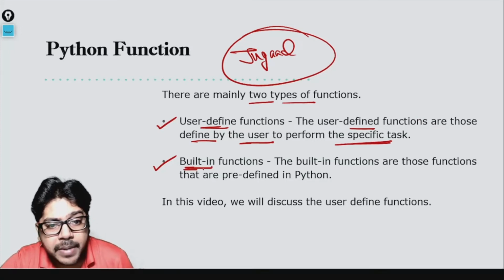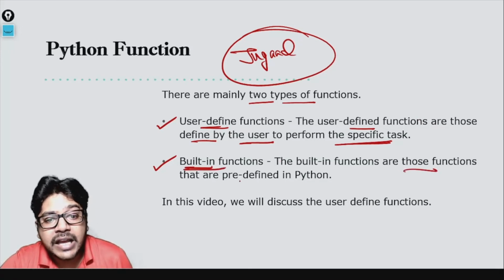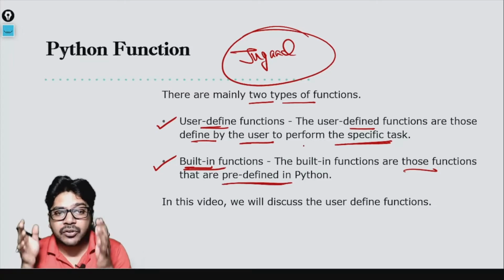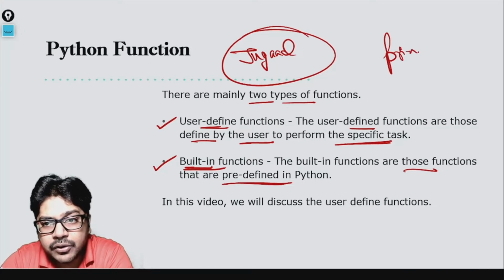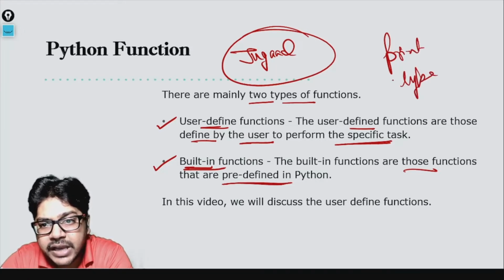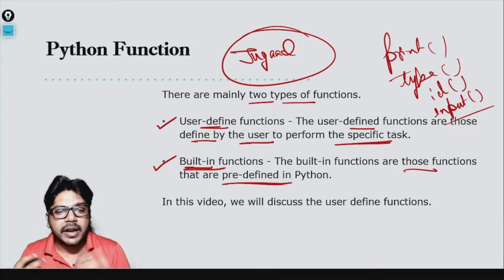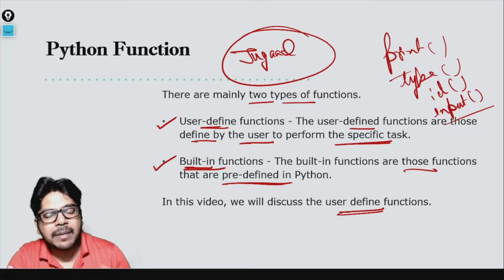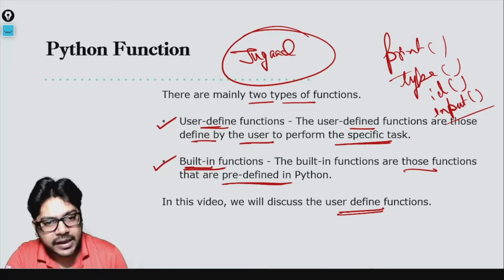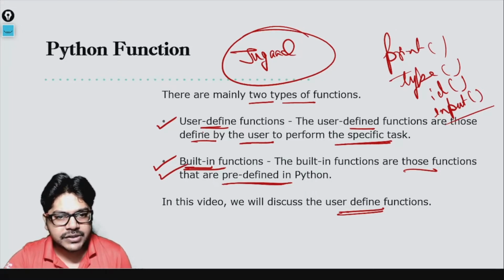On the other hand, built-in functions are those that are predefined in Python, that Python has already given to you. Like we have already used the print function, the type function, the id function, input, right? We have already used so many functions by now. So in this video we are going to focus only on user defined function: what is a user defined function, how you create it, what is an argument, what is a return type, and many more things. In the next video we are going to talk about built-in functions.